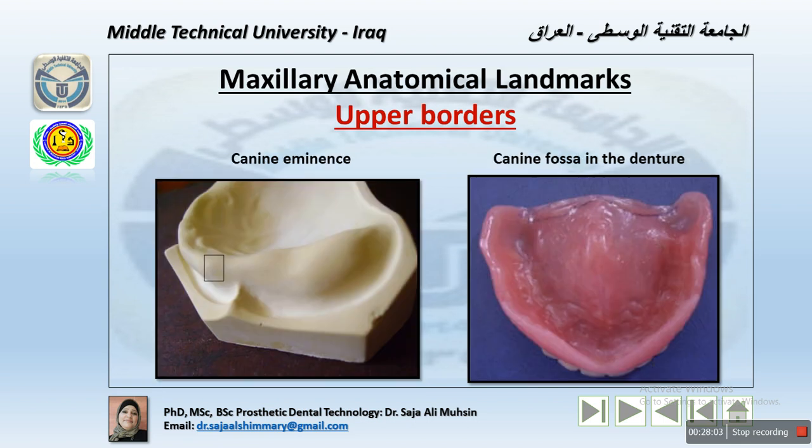The canine eminence is located just at the position where the canine was. Mostly in patients with complete dentures, the last tooth to be lost is the canine, because of its large and longest root, and that's why mostly we have this canine eminence, and it's a good demarcation for us to locate the canine in terms of misunderstanding the positioning in the setting of teeth. And the canine eminence will be a canine fossa in the denture.